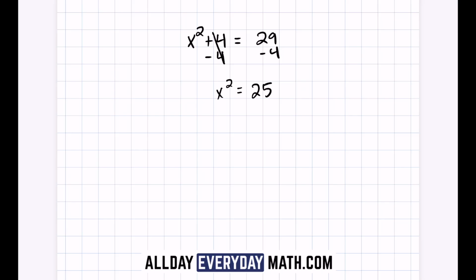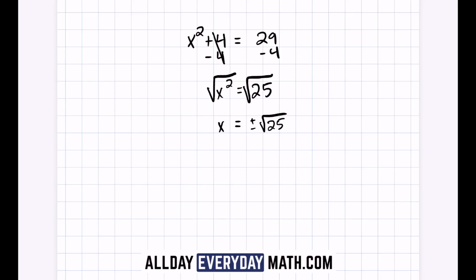So from here, to get x by itself, we want to get rid of the exponent, and the opposite operation of squared, or an exponent of 2, is to take the square root. So when we do that, we have to do it to both sides, and that'll leave us with x is equal to the positive and negative version of the square root of 25.